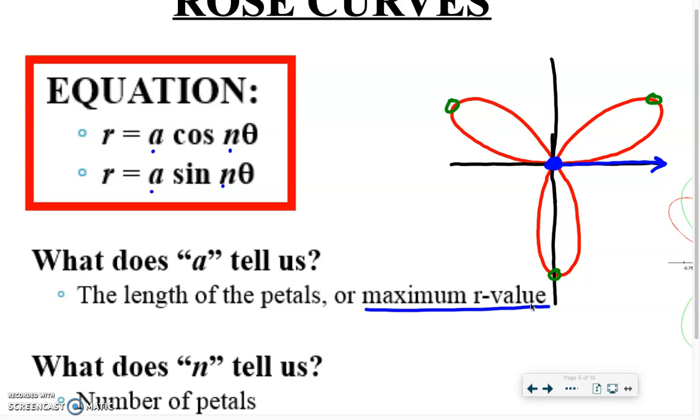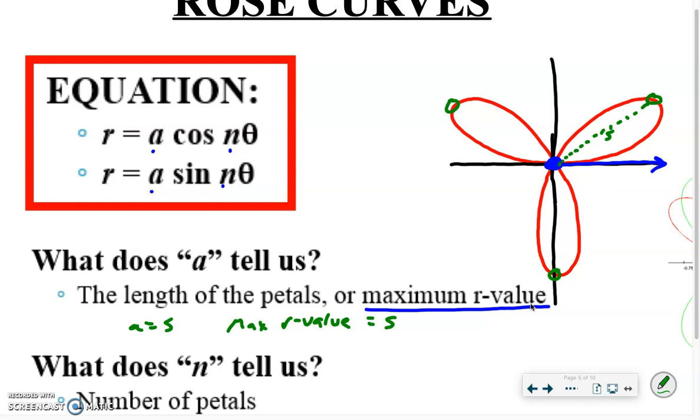Okay, by the way, we didn't really define them yet, but do we see that these are 3 petals? That's what we're going to refer to. So A is going to tell you the length of those petals, or our maximum R value. So in this one, I'm just going to ballpark it here. Let's say that distance is 5. That distance is 5. That means that A must be 5, because my max R value is equal to 5. Does that make sense how we got there?